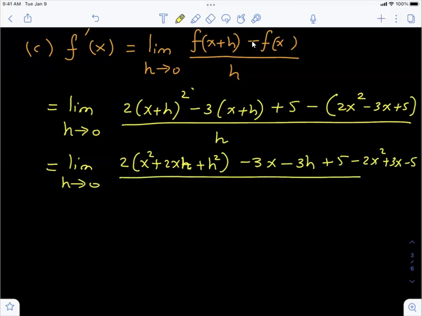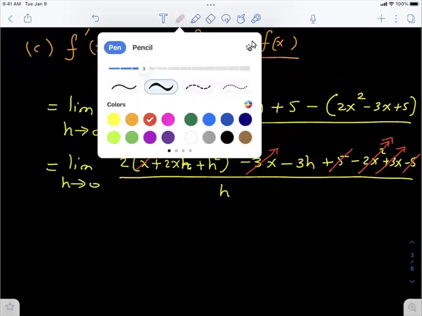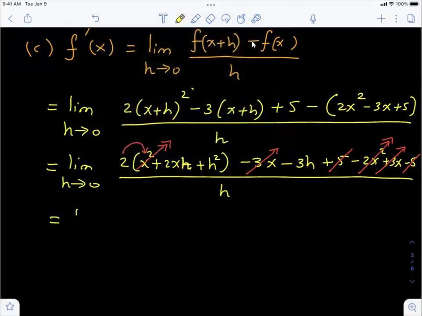This seems pretty lengthy, but you will be surprised in the next step how many terms would cancel with each other. Look at this. Plus 5 goes with minus 5. And then minus 3x would cancel with plus 3x. And then here you have 2x squared. So that term will be cancelled with minus 2x squared term. The leftover is going to be limit as h goes to 0.